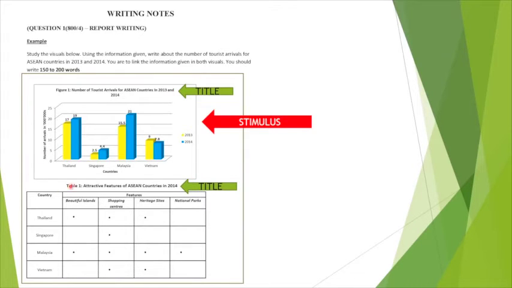We have stimulus 1 here, stimulus 2 here. Stimulus can be a graph, a bar graph, a line graph, a pie chart, or even a table. This is what we call stimulus. And for every stimulus, a title will appear above the stimulus.